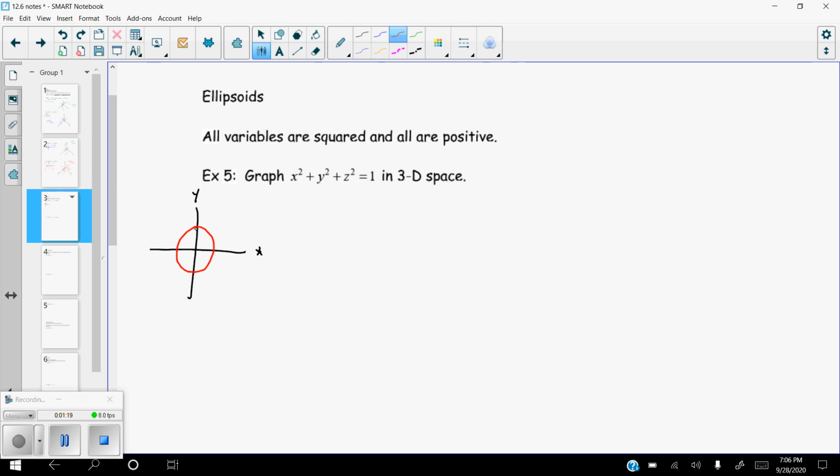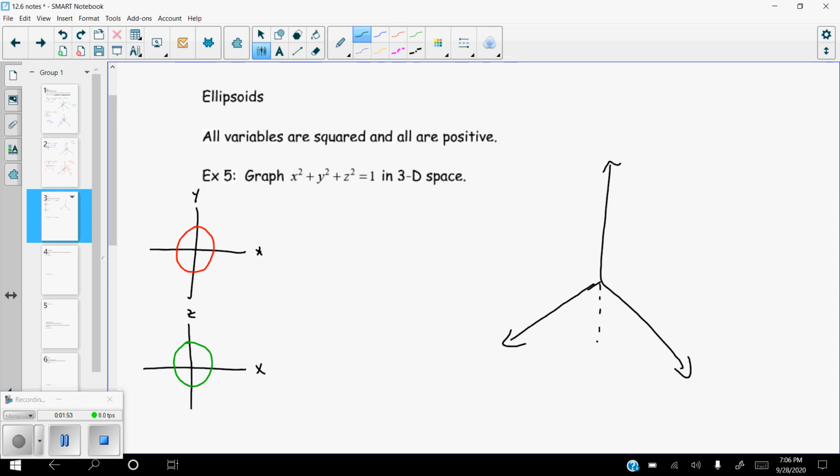So something like that. If you were to do this in the xz plane, letting y equal 0, x squared plus z squared equals 1. Once again, this is going to be a circle with a radius of 1, and I'm not going to draw the last one. You get the idea. They're all going to be circles with a radius of 1 depending on which plane you look at it. So let's go ahead and sketch what this would look like in 3 dimensions.